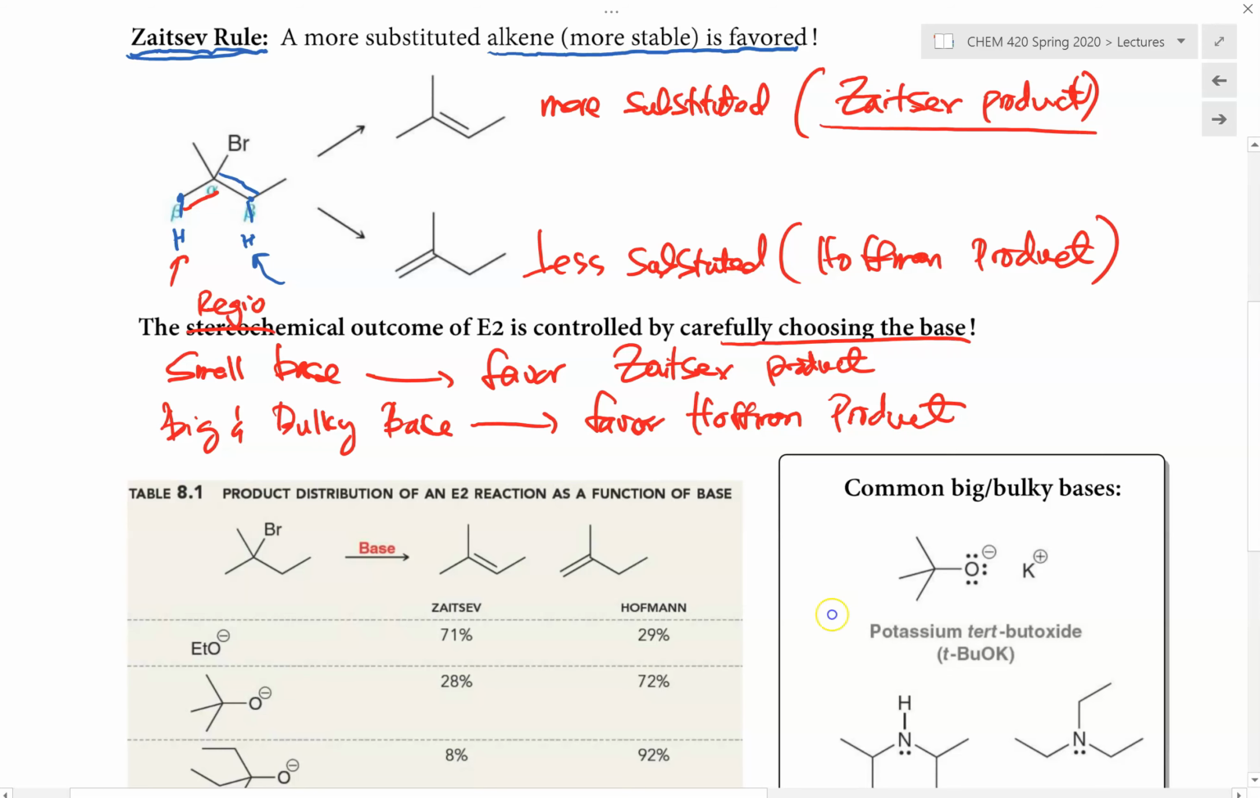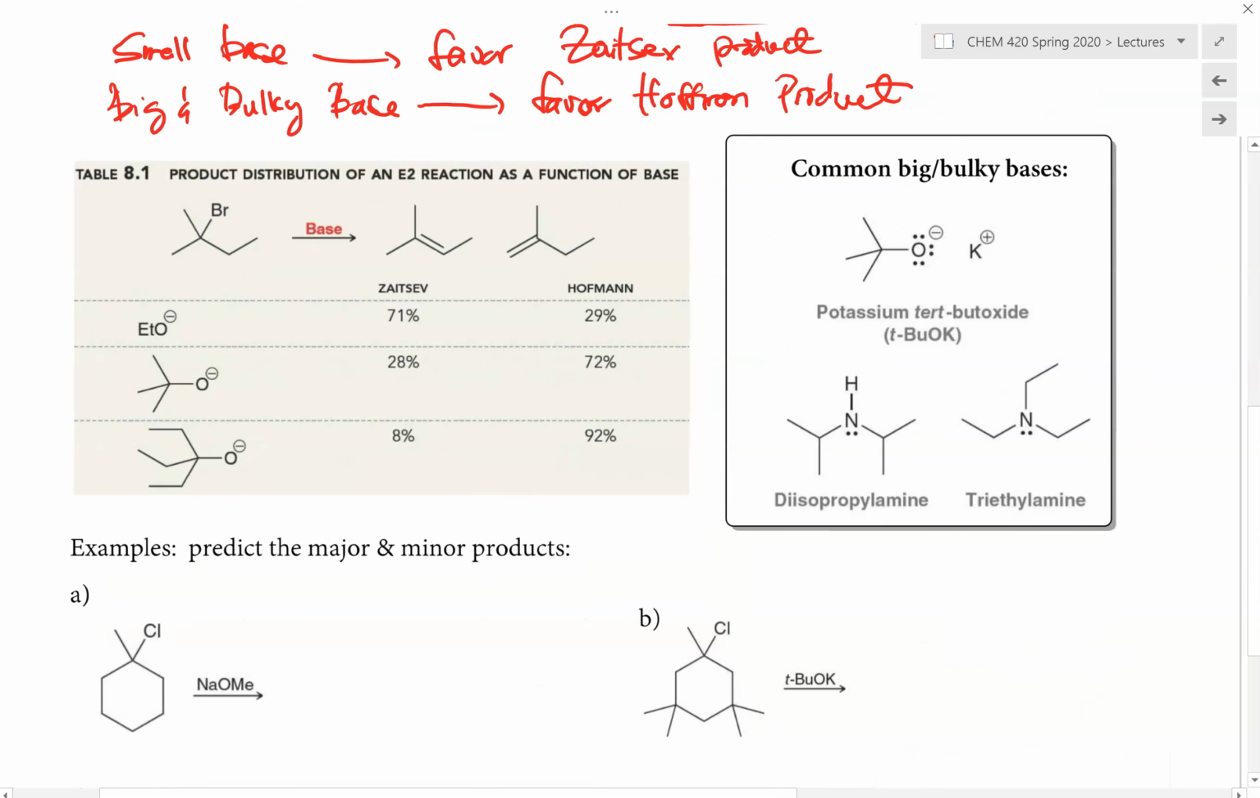And below are some of the data. So in this case right here, going back to the same substrate that we have seen above, this will be the Saytzeff product, and this is the Hofmann product. If we vary the base, in this case ethoxide, then the yields of these two products would be as follows: 70% the Saytzeff product and 29% the Hofmann product. And again, we see in this case that this is the more stable product, so therefore it gets formed more.